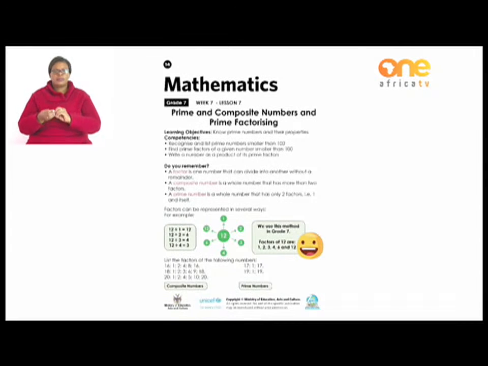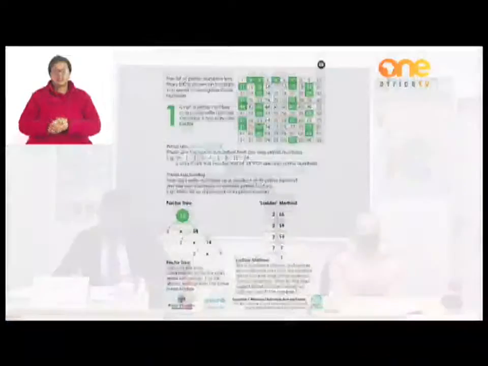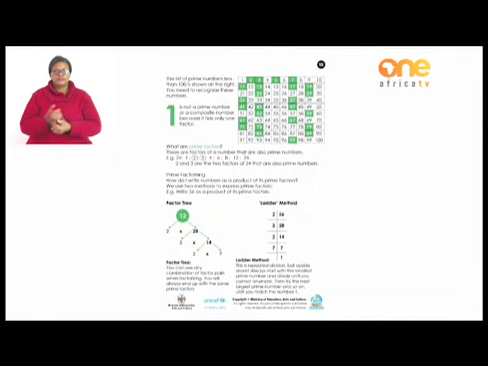Now we move to page 15. On page 15, reading, the list of prime numbers less than 100 is shown on the right, which is in the table. If you look in the table, you can see the numbers. Some are in green, shaded. You need to recognize these numbers.